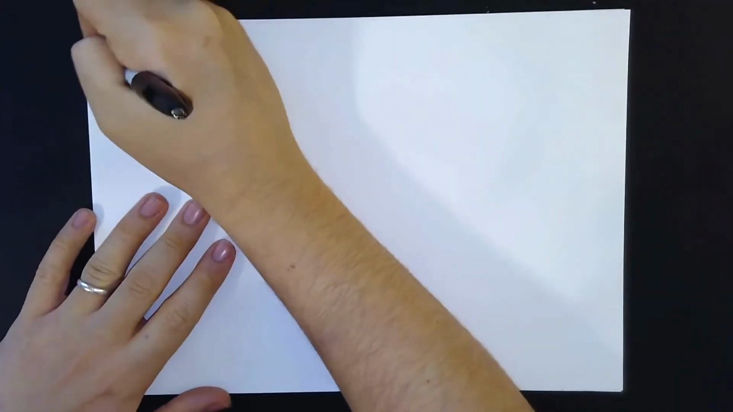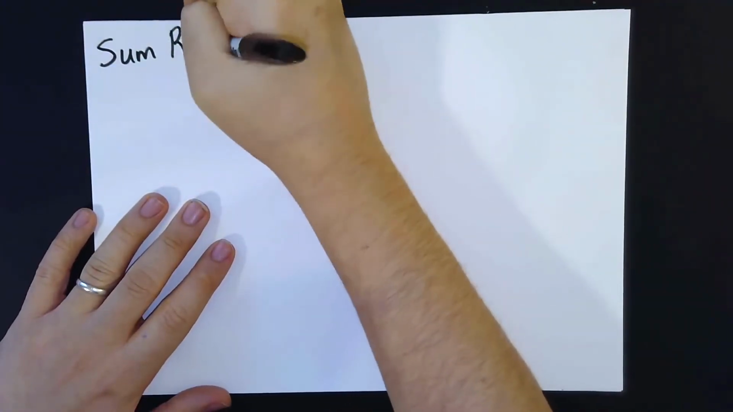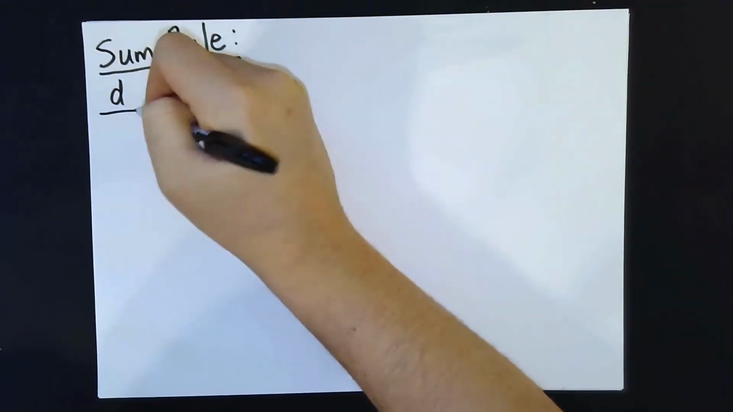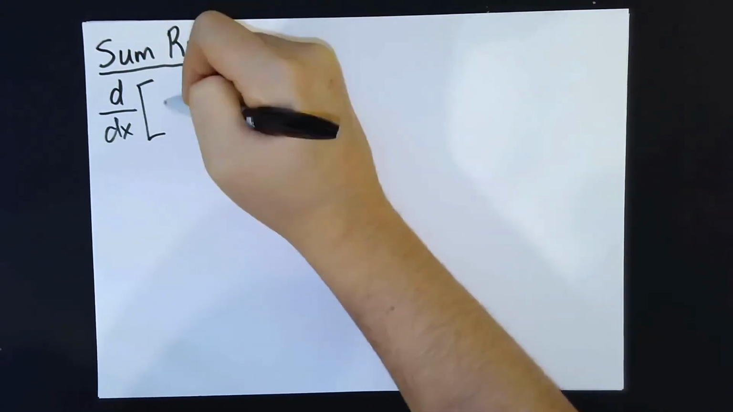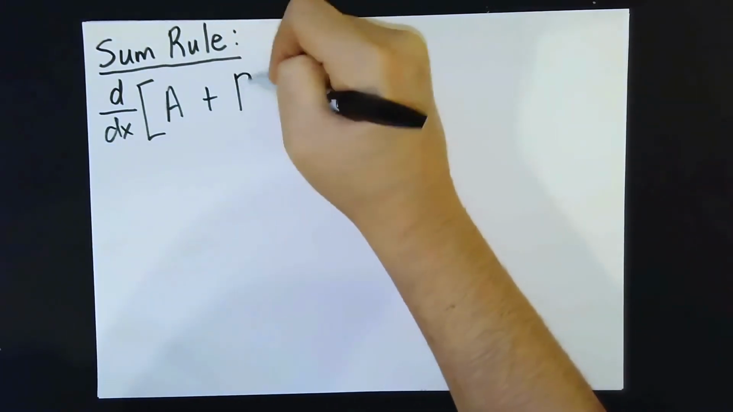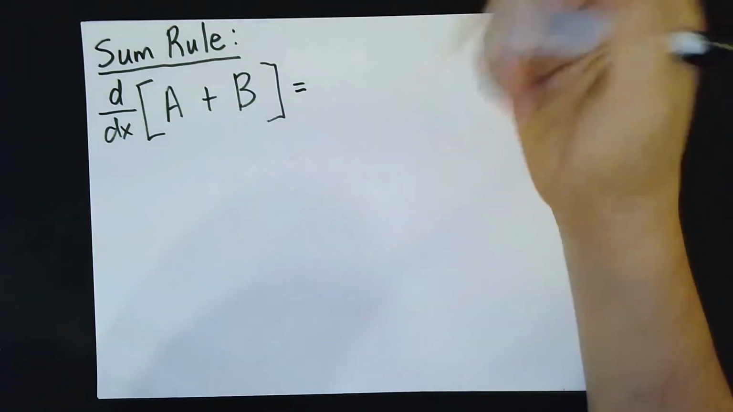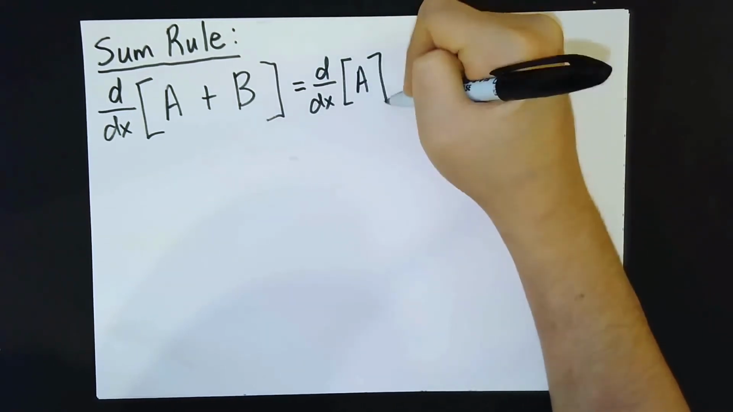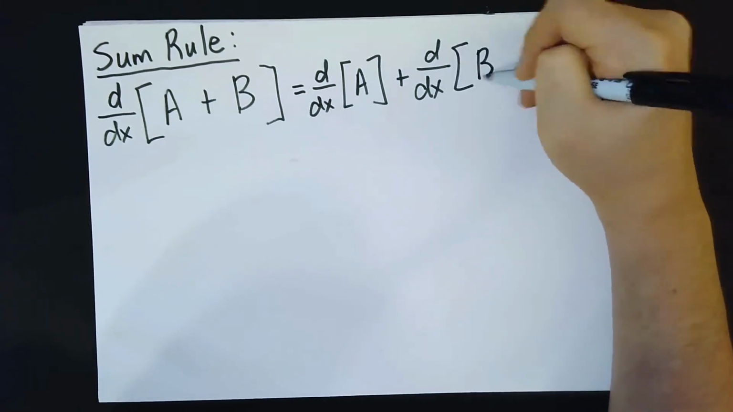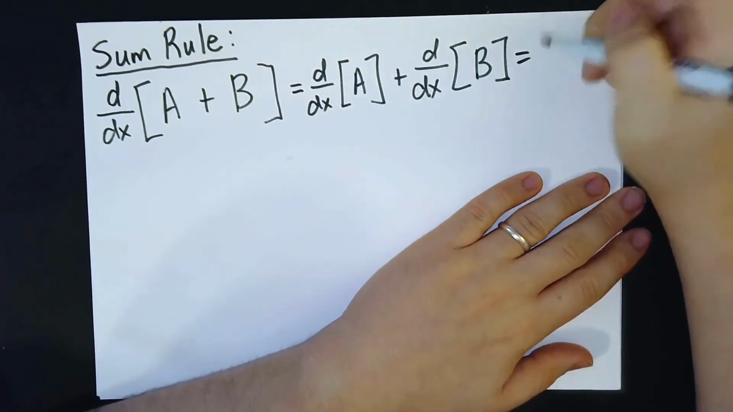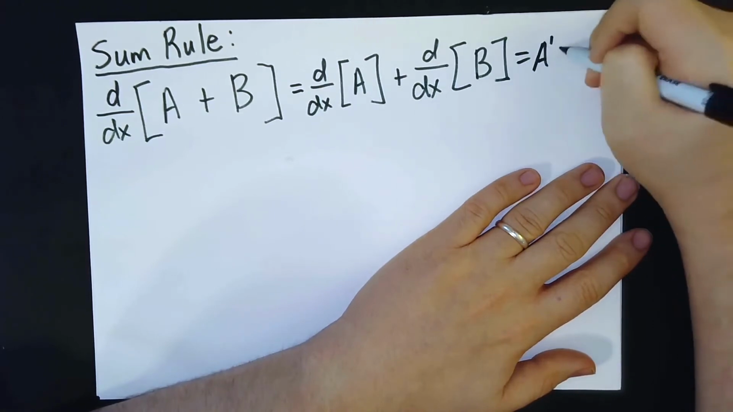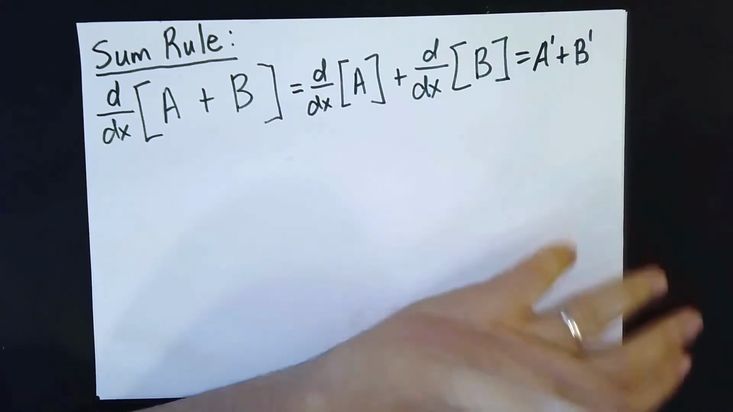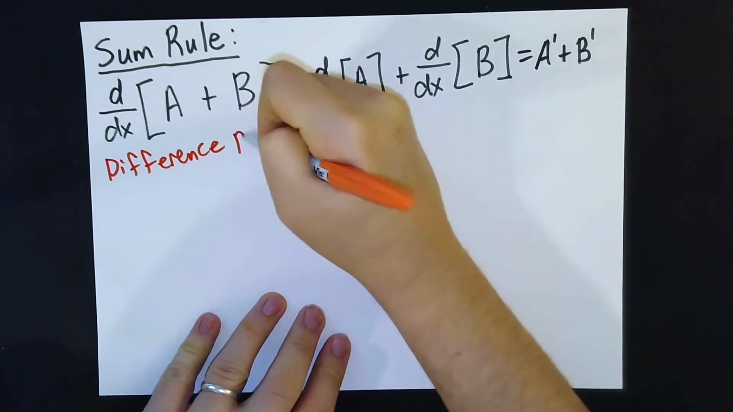So next up, I want to talk about what I'll call the sum rule. And this rule tells us what happens if you take the derivative of a sum of two things. Whatever those things are, I'm just going to call them capital A and capital B. The thing you get is the derivative of A plus the derivative of B. And if you want to write this in our other notation, you might write this as A prime plus B prime. Whichever of these ways you like. They're the same thing.